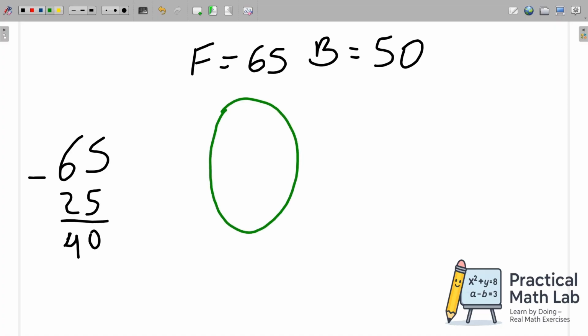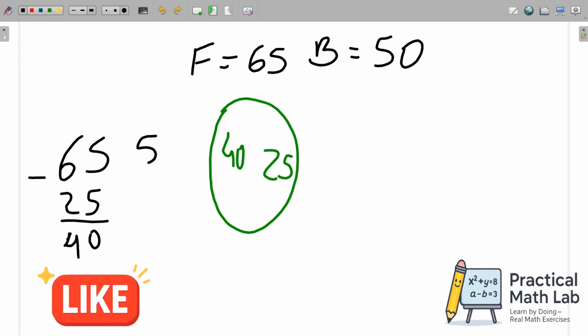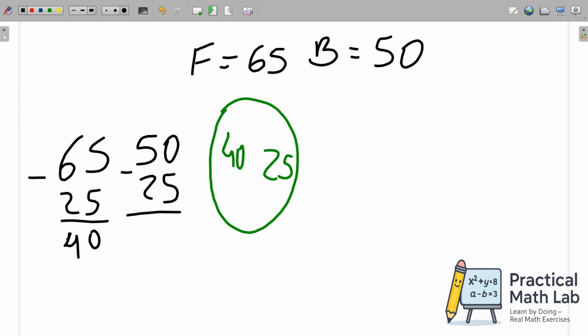So we could already make a set here where we have 40 people who play soccer and 25 who play both sports. How many play only basketball? It's the same situation, 50 minus 25, which is 25.